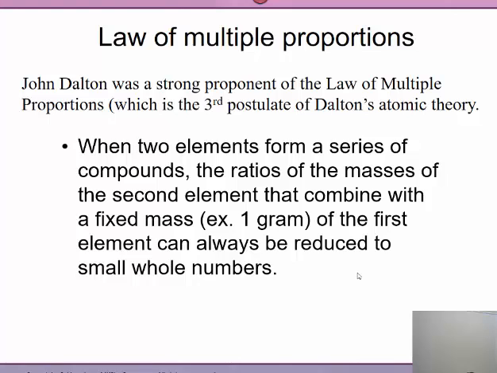that when two elements form a series of compounds, the ratio of the masses of the second element that combines with a fixed mass of the first element can only be reduced to small whole integer numbers. So here's a fixed mass, for example, 1 gram of the other element. By fixing it, you don't have to worry about the other element. Now, this applies to two elements when they form a series of compounds. This is the only way it works out.